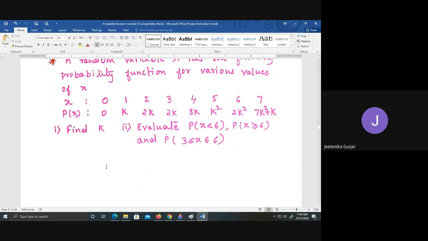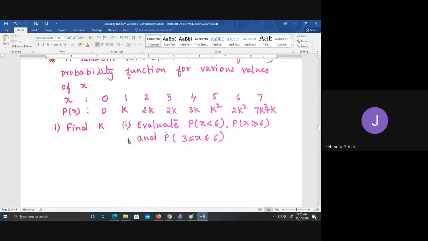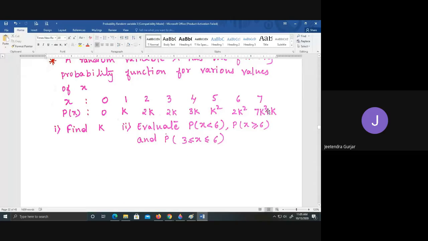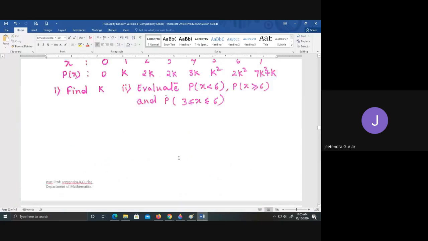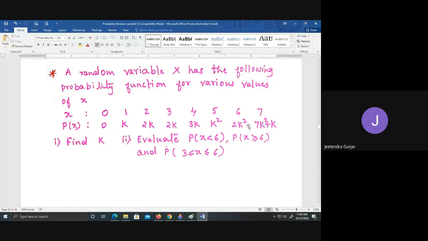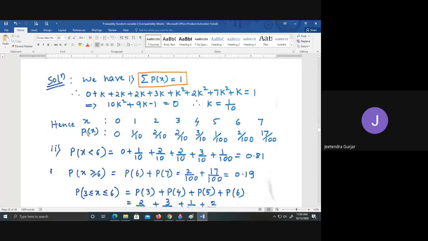Then we have gone through the example. I told you to remember two conditions. First one, summation of P of x is equal to 1. To calculate k, what we have done, we have added this and we get this equation 10k square plus 9k minus 1 is equal to 0. Therefore, k is equal to 1 upon 10. So 1 upon 10 I've substituted in all the terms, and with k equal to 1 upon 10, we get this table, which is known as probability distribution.